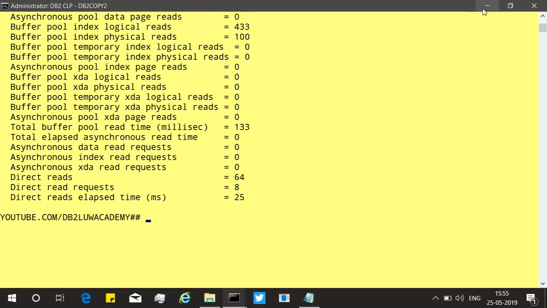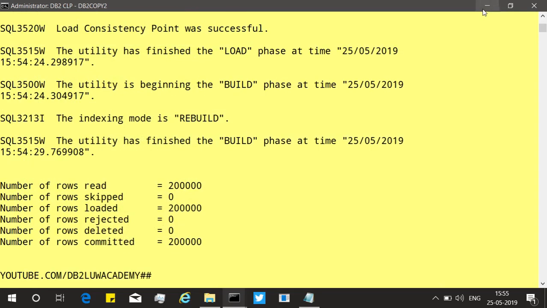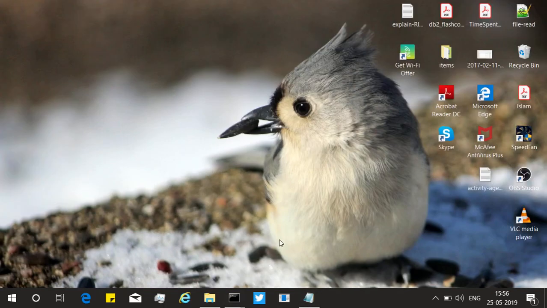So this is the thing. This is where I am asking why the load utility should bypass buffer pool services and do direct reads for reading the table for index rebuild purposes. I'm sorry. I hope that's the information. Please share your inputs and comments and let me know.